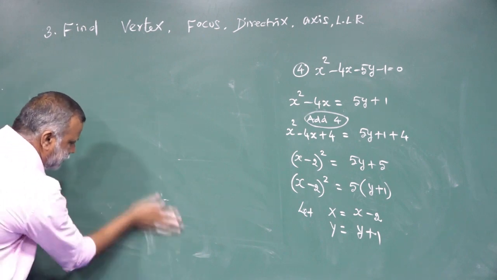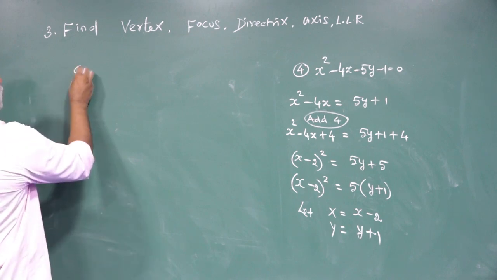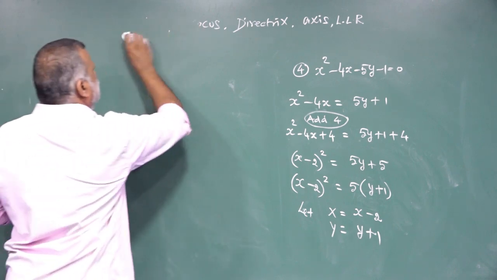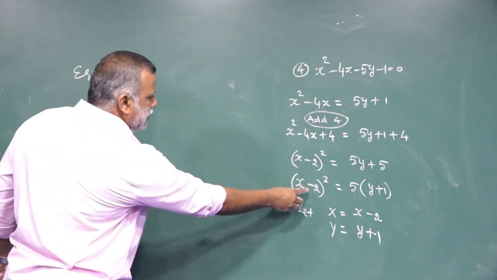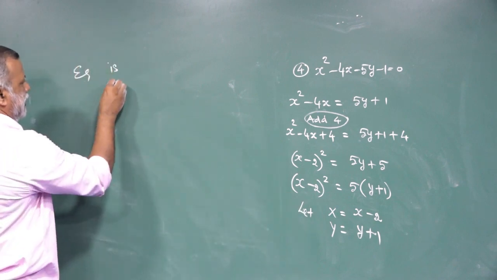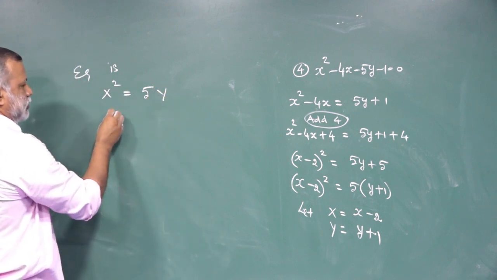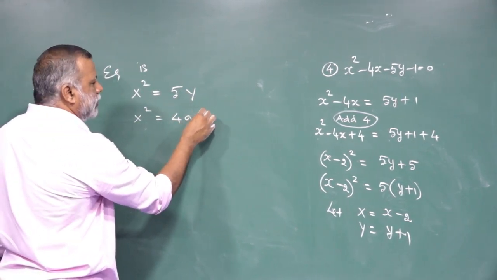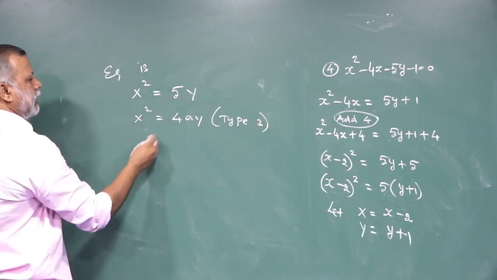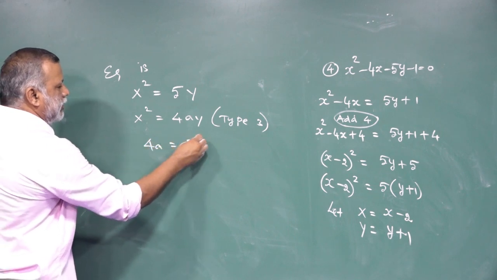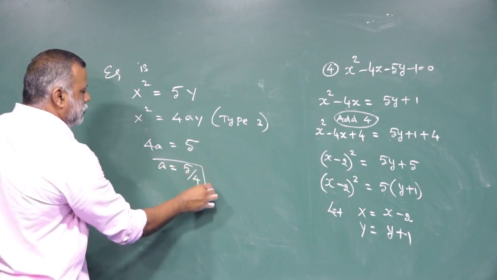Now we are getting the equation of the required parabola. So the equation is, see here, this is capital X, so capital X squared equal to 5 times capital Y. So compare this with capital X squared equal to 4ay. So this is type 3. Now 4a equal to 5. From this we can say a equal to 5 by 4.